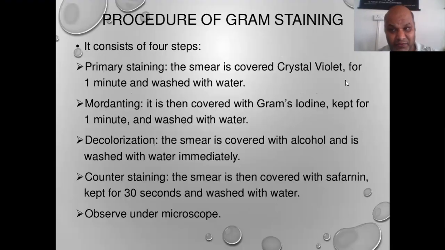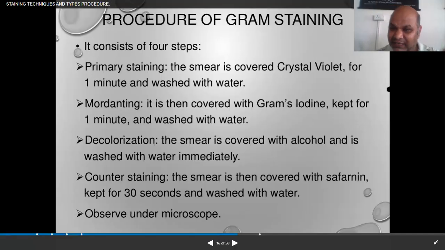The role of the mordant is very important. What are mordants? These are the chemicals which fix the dye to the specific organism. These are dye fixation chemicals. These mordants fix the color in the organisms, which is why the organism doesn't lose its color when we use a certain decolorizing agent.